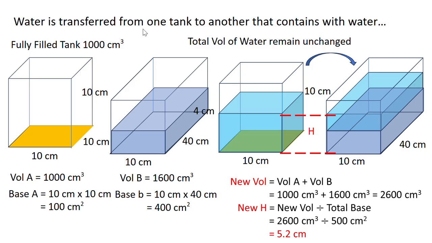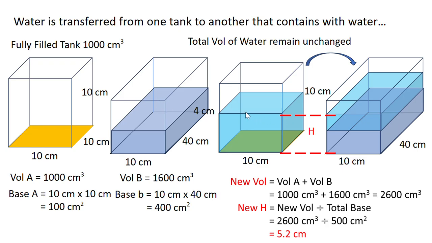Next, water is transferred from one tank to another tank that already contains water, and they want you to find the common height. So you have a fully filled tank. Oh, I forgot to put the color. So this is a fully filled tank, assuming that it's full of water. And you're going to pour it into container B.